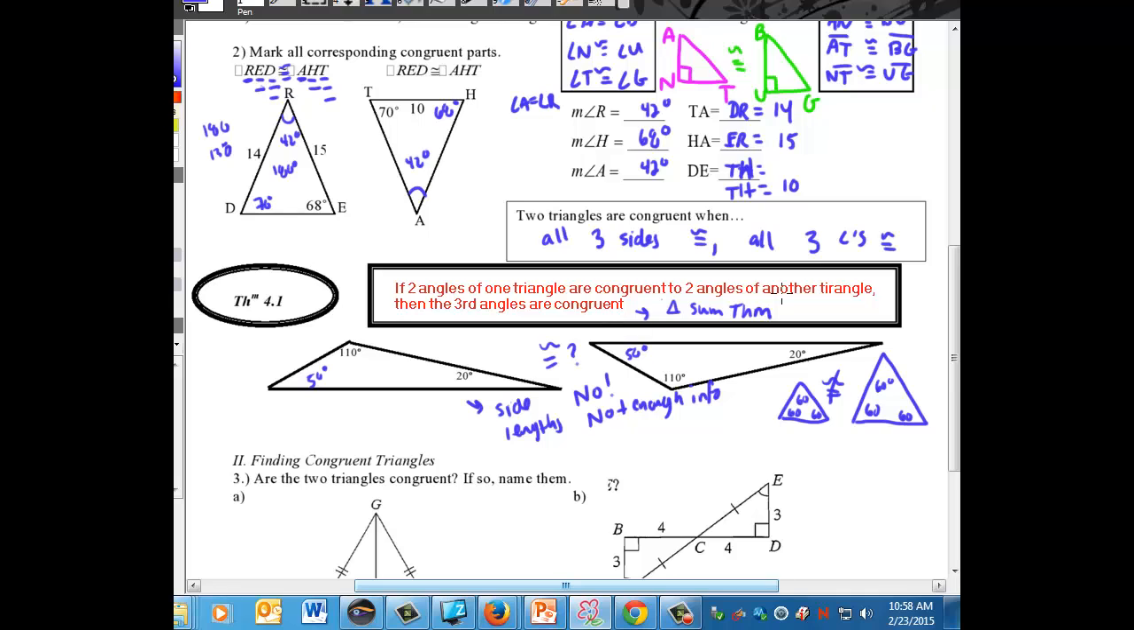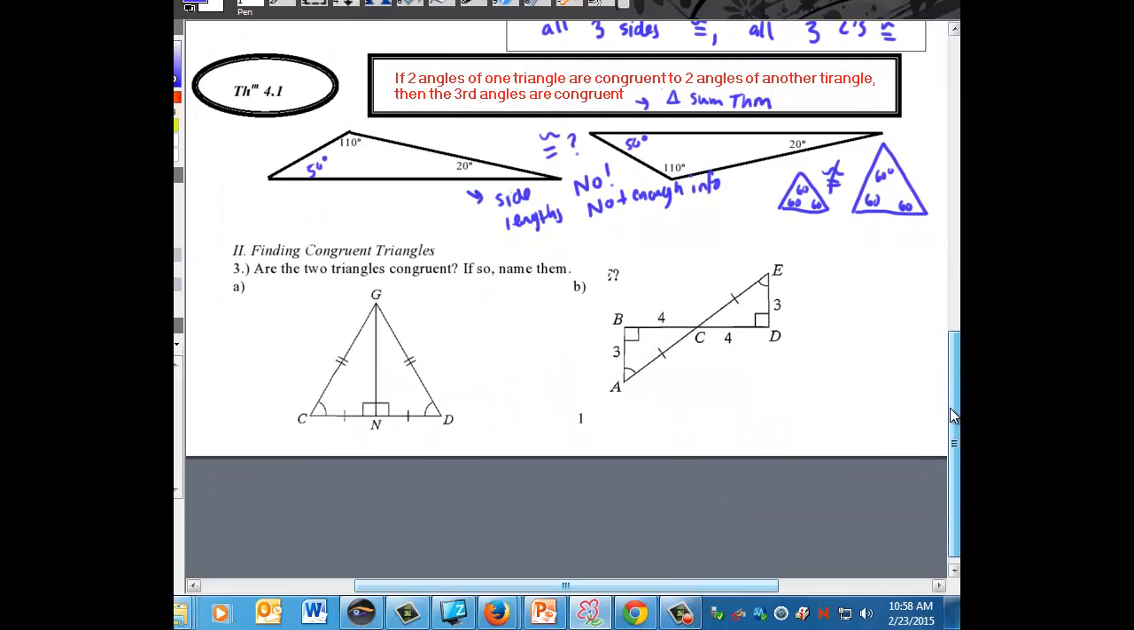Alright, we're going to do the same thing down below, except we're going to do a proof. And this is going to be a long proof. We're going to try and squeeze everything in. So let's do our statement and reason column.